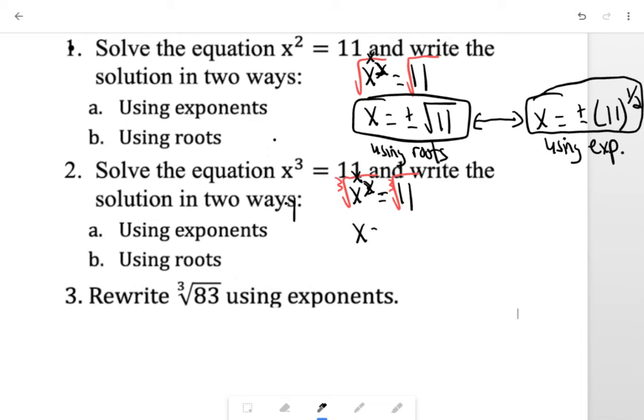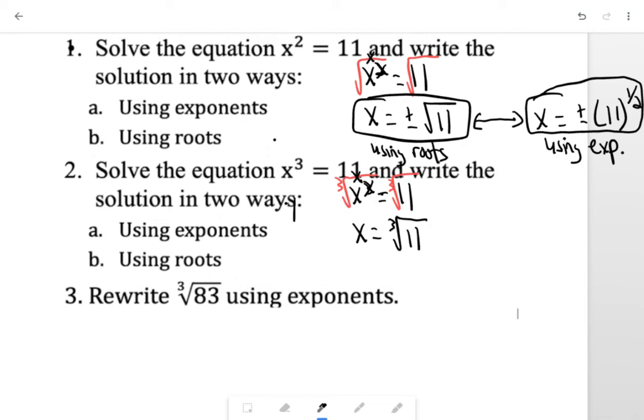on the left-hand side. So then the only question is, is 11 a perfect cube? Is it possible to take a whole number, cube it, and get an answer of 11? And the answer is, of course, no. So I'm going to leave the answer as the cube root of 11.